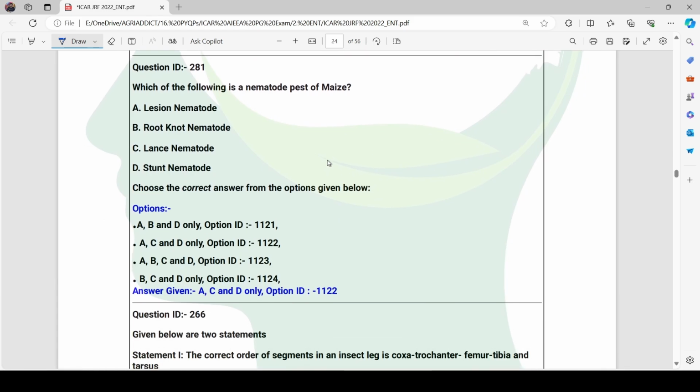Next question is, which of the following is a nematode pest of maize? So here lesion nematode, no, lesion nematode is not. Pratylenchus is not an important pest of maize. Root knot nematode, yes, Meloidogyne is there. It's an important pest of maize. Not so important, but minorly it's important for maize. The lance nematode is an important pest of maize, and also this stunt nematode. So B, C, D, all these three are correct. So option D, that is B, C, D only, is the correct answer.